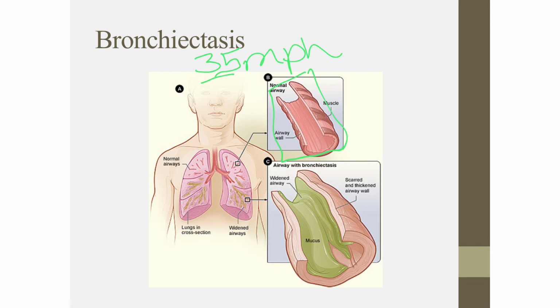So they should look like this. They should have a nice little lumen. They have the epithelial wall. They've got smooth muscle inside of them. But when individuals cough too hard for too long, you can physically strip and then dilate these airways, these bronchioles, and we call that bronchiectasis.